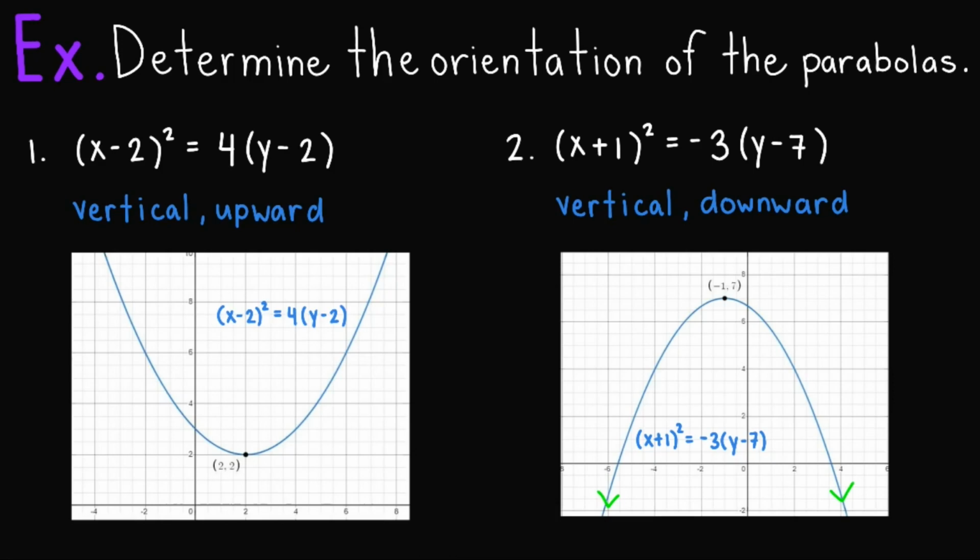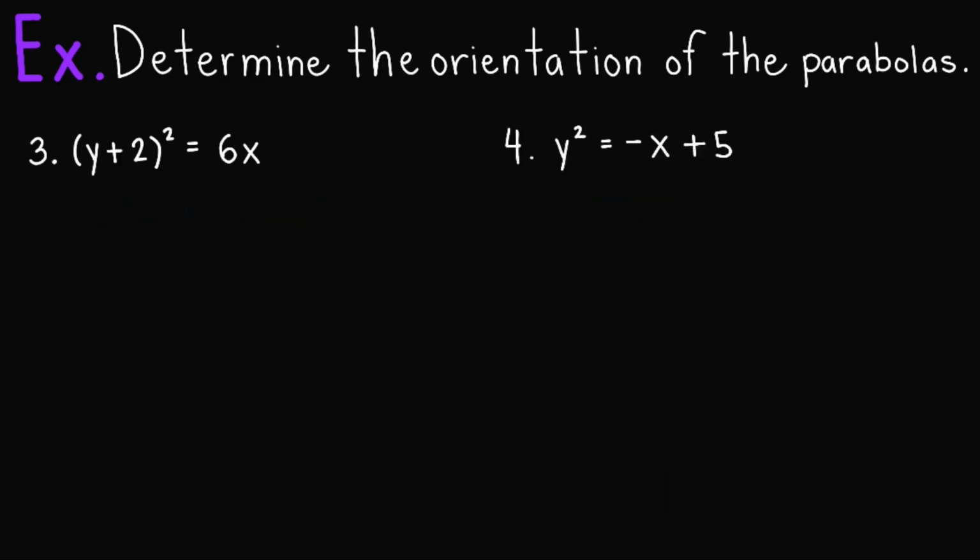And now let's move on to the next set of examples. Again, we are tasked to determine the orientation of the parabolas. Before we start, feel free to pause the video so that you may try this one first on your own. Okay, good. So let us start. Again, step 1, we check the square. Is it located on the y or on the x variable? In this one, it is clearly located on the y variable.